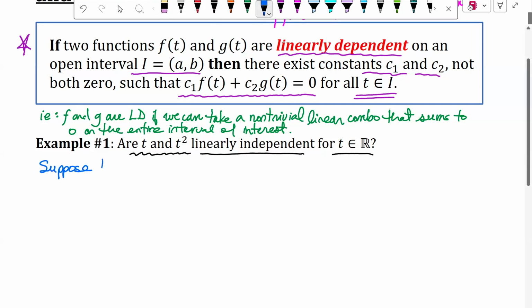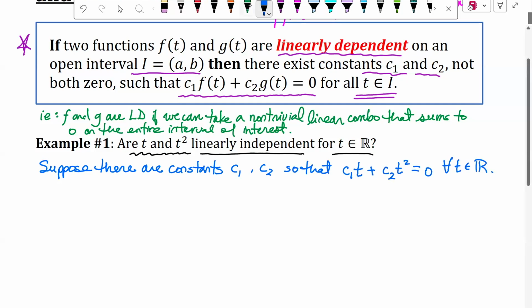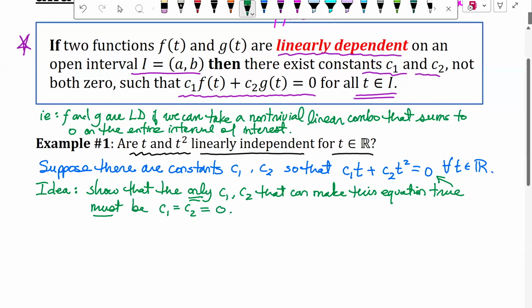Let's suppose that we can find constants c1 and c2 so that when we take the linear combination of our two functions using those constants, they sum to 0. Now, the idea is that if I want to prove linear independence, then I need to show that the only such constants that will work are c1 and c2 equal 0. That is, only the trivial solution works. If I can show that, then that tells me that my functions t and t squared are linearly independent.